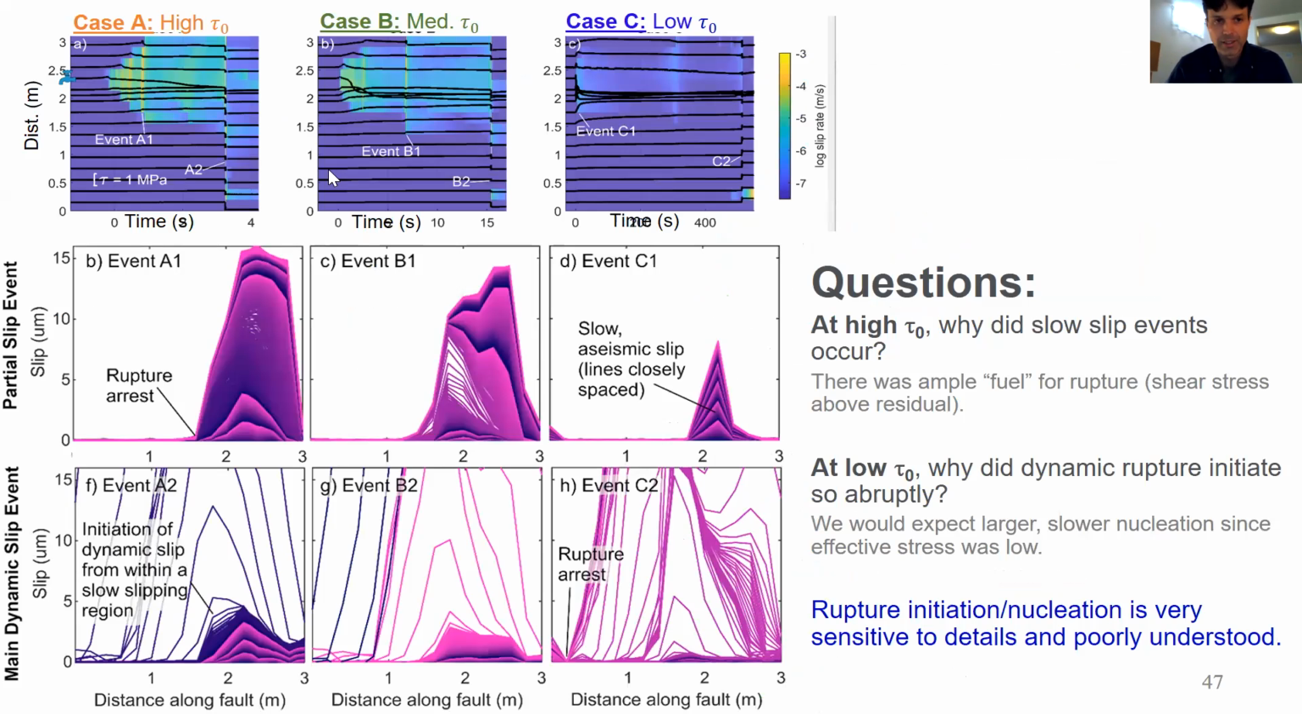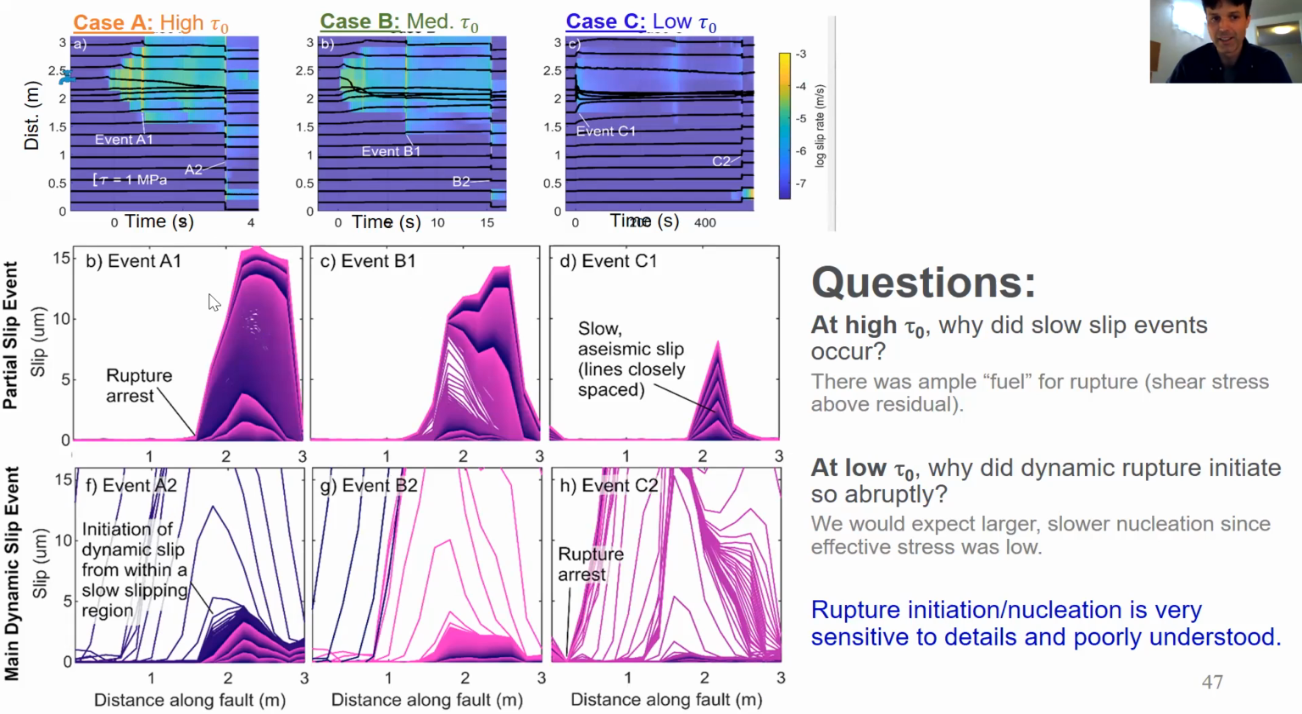Now, there's some things in these experiments that don't really make sense, and they cannot be captured by the currently available models. I showed these cases here. I'm highlighting event A1, B1, and C1, and that's a slow slip event that occurred in the 3 different cases, and then the dynamic rupture event in the 3 different cases, and I'm showing the pink-purple diagrams.